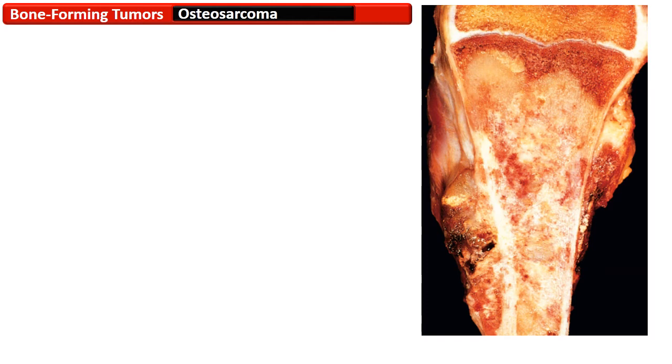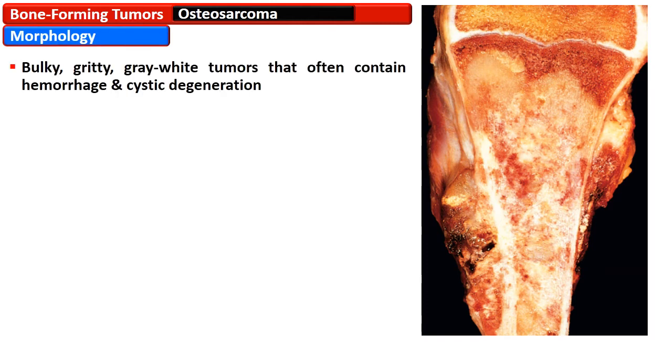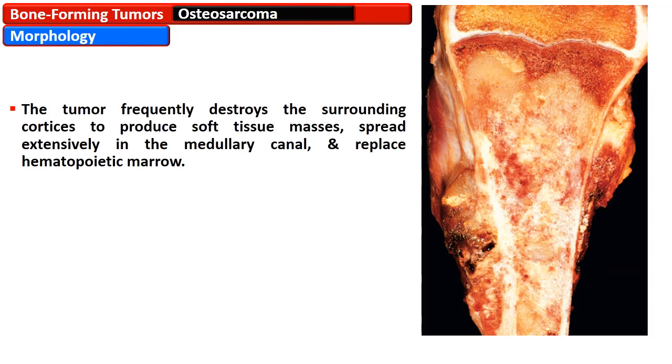This picture is showing a bulky, gritty, grey-white tumor that is showing areas of hemorrhage, and it is infiltrating into the marrow cavity also, and the cortex is also destroyed. So these are destructive lesions, with destruction of the cortices, and these tumors tend to expand and infiltrate, and they form tumor masses within the soft tissue.